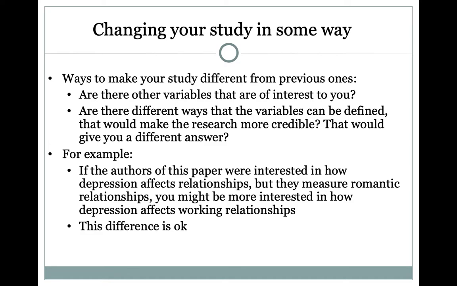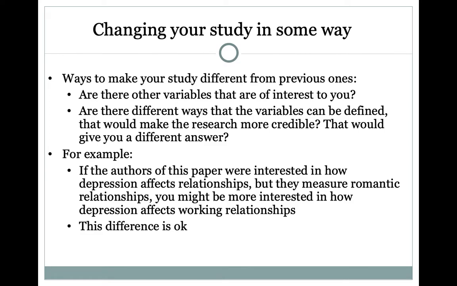So let's say you find yourself stuck and your study is the exact same as one that you're critiquing. Here's some ways to change it. You could ask yourself, are there other variables that are of interest to you? So do they study variables 1 and 2, but you're interested in variable 3? And can you add that to the study? And also, are there different ways that the variables can be defined, and would that make the research more credible, or would that give you a different answer?